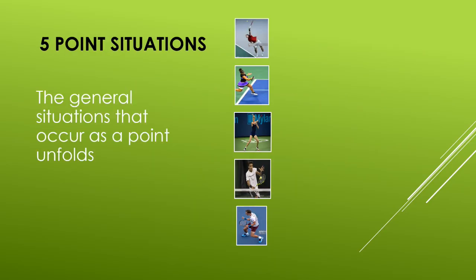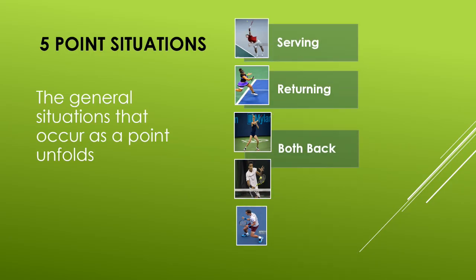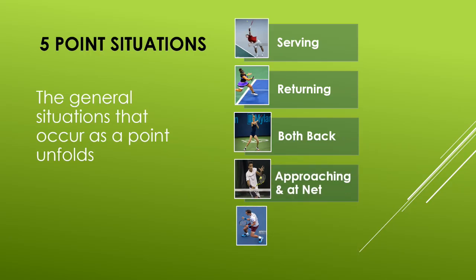The structure of connected situational point play begins with identifying 5 general situations that occur as a stereotypical point unfolds. Imagine a point being played. It begins with a serve and then a return. Next is a baseline exchange where the players are both back. A player then could get a short ball and approach the net, and they come in to volley or hit overheads. Then the player could respond with passing shots.